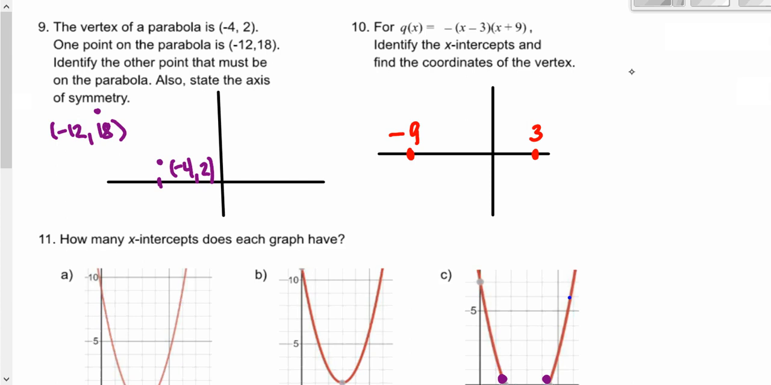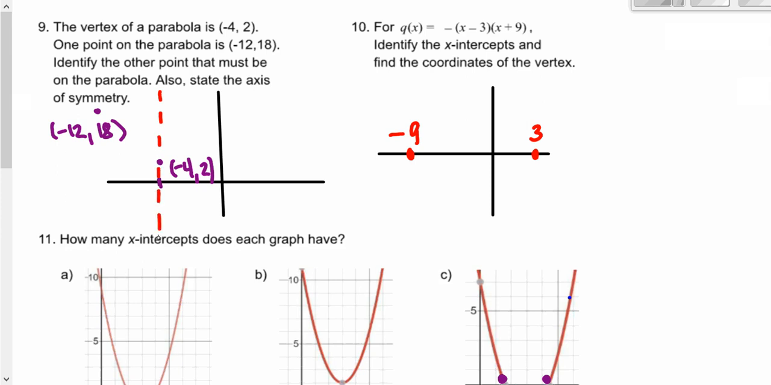Hi, this is a help video for problems 9 through 13 on the Unit 2 review. Number 9 says that you have the vertex at (-4, 2), and there's another point on your parabola at (-12, 18).